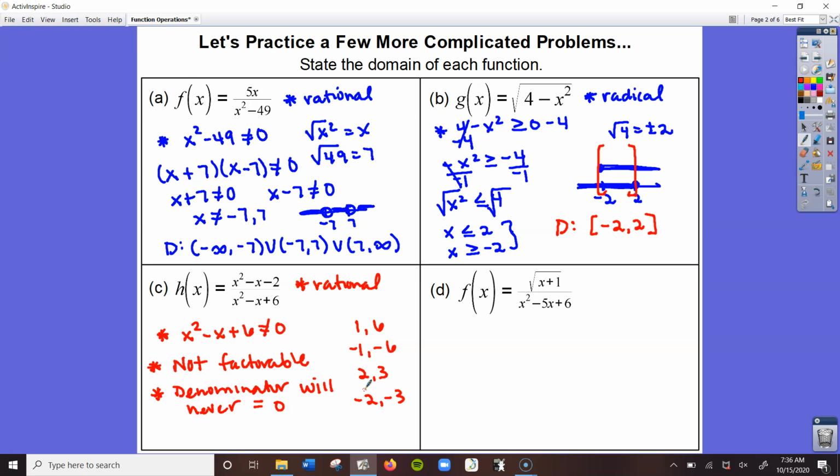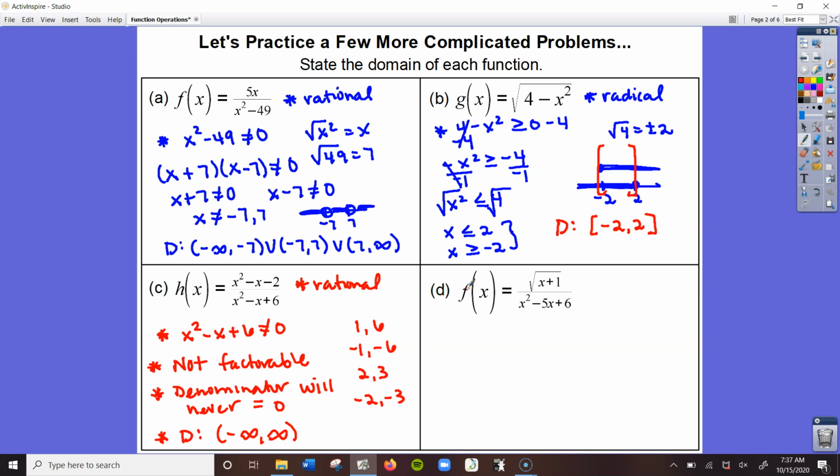If the denominator never equals 0, that is the only restriction on rational functions. So if it will never equal 0, that means that there are no x values that will be excluded. So my domain, when this happens, would be -infinity to infinity.